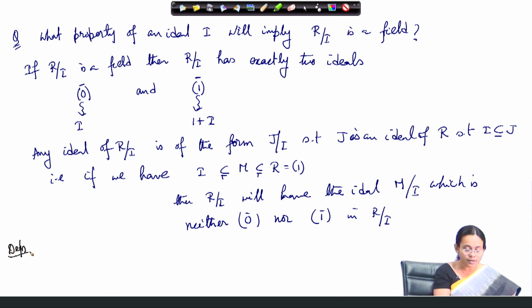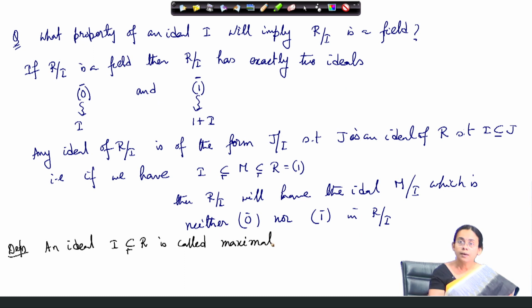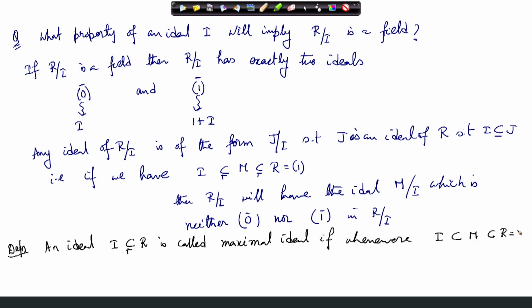The definition of maximal ideal is this: an ideal I, which is not the whole ring, is called a maximal ideal if whenever I have some ideal M in between I and the whole ring, then either M is equal to I or M is equal to the whole ring R. That means it is not possible that M lies strictly between this proper ideal I and the whole ring. If this is the case, then it has to be equal to one of them.